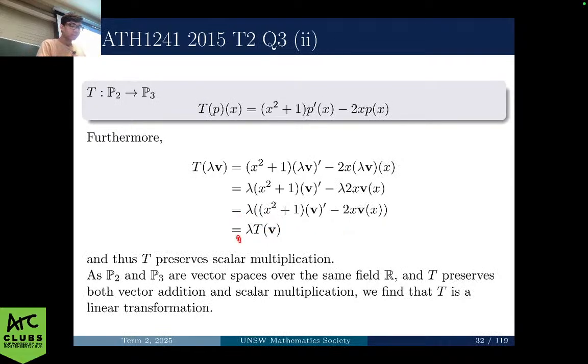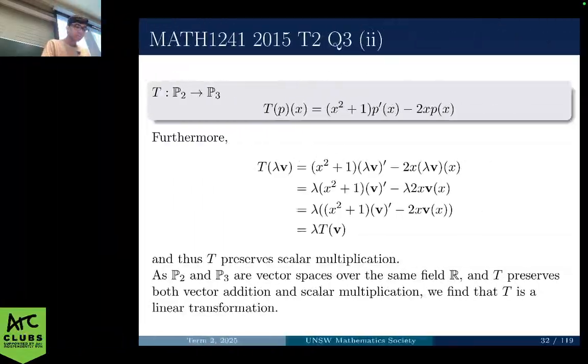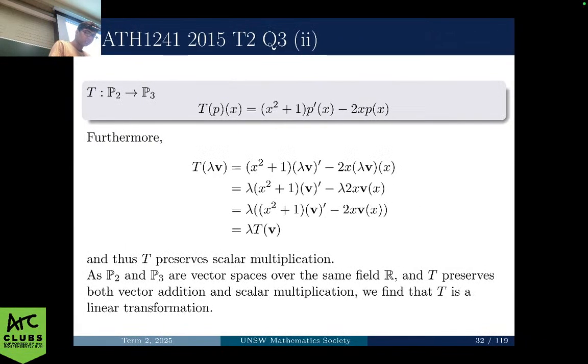And I'm back to lambda of T of v. Hopefully that makes sense. Preserves scalar multiplication. We already showed that it preserves addition, and so, vector addition. And so I can say that it is a linear transformation. Are there any questions? Cool.